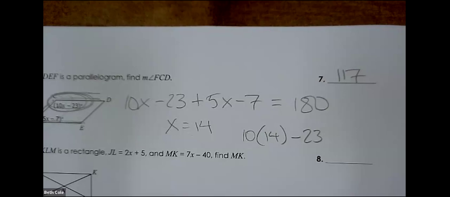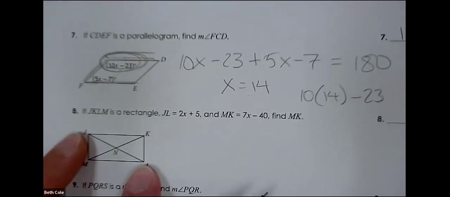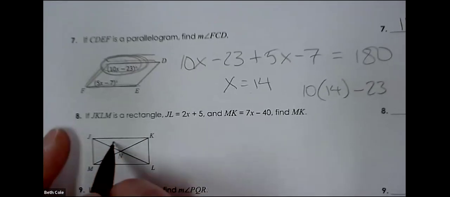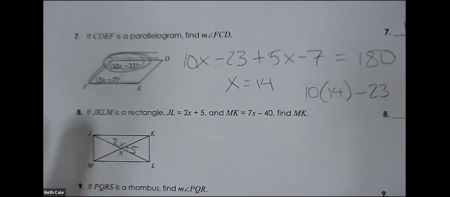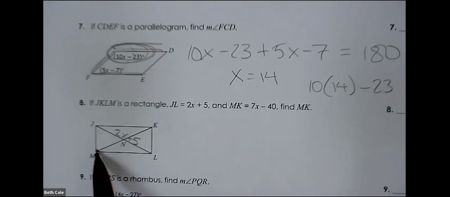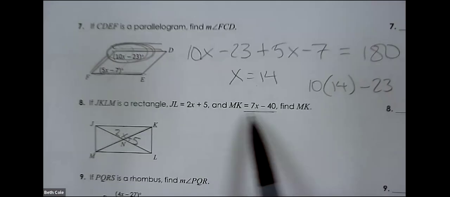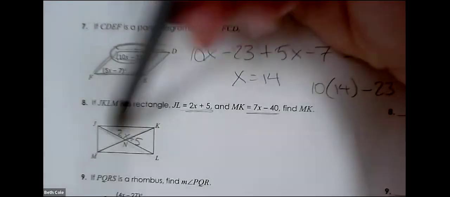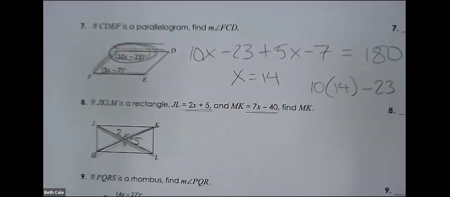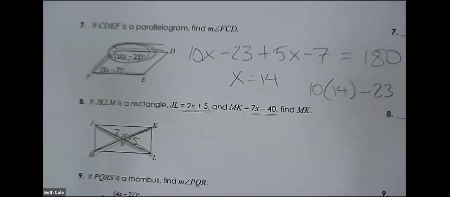All right, here we have a rectangle. We're going to have to fill it in ourselves. All right, JL, that's the whole way across, is 2x plus 5. So that whole distance is 2x plus 5. And then MK is this whole distance. I'm not really going to be able to fit that in there, but that's 7x minus 40. But if one of them is JL and the other one is MK, what do you know about them? They're congruent. They're the same.